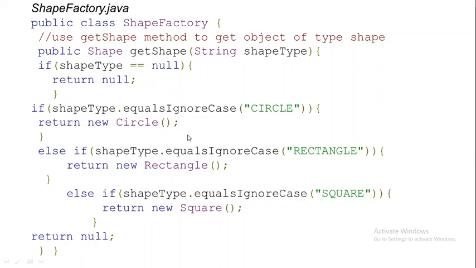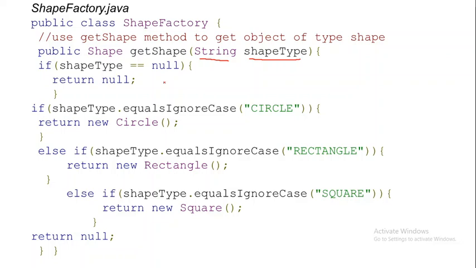Now you see the ShapeFactory. Create one more program, ShapeFactory. So it implements, you see. Public Shape getShape(String shapeType). That means here it is taking a parameter. The parameter is of type String. getShape. So whenever you are invoking getShape with circle, automatically it invokes the Circle object.